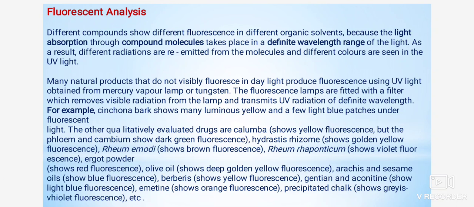Many natural products that do not visibly fluoresce in daylight produce fluorescence using UV light obtained from a mercury vapor lamp or tungsten. The fluorescent lamps are fitted with a filter which removes visible radiation from the lamp and transmits UV radiation of definite wavelength. For example, cinchona bark shows many luminous yellow and few light blue patches under fluorescent light. The other qualitatively evaluated drugs are: Columba shows yellow fluorescence, but the phloem and cambium show dark green fluorescence.